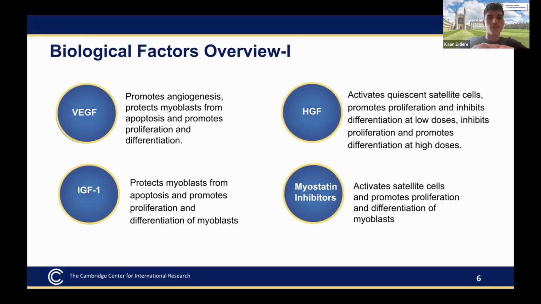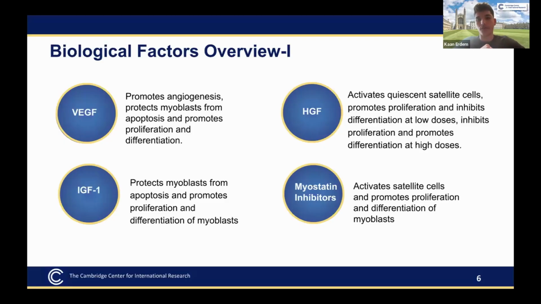So VEGF, vascular endothelial growth factor, has been shown to promote angiogenesis, which is basically the forming of new blood vessels. It has been shown to protect myoblasts, the used stem cell types, from apoptosis, and to promote the proliferation and differentiation of these stem cells. IGF-1, insulin-like growth factor 1, has been shown to protect myoblasts from apoptosis and promote proliferation and differentiation of myoblasts.